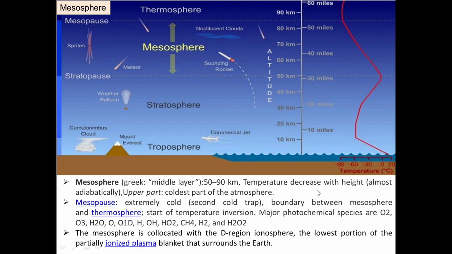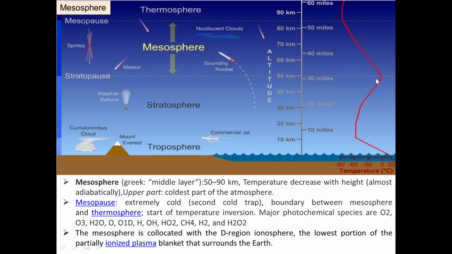So the mesosphere is collocated with the D region ionosphere, and the lowest portion of the partially ionized plasma blanket that surrounds the Earth. Okay, as you know, we are discussing the mesosphere. Here the temperature again starts decreasing with increase in height. We can see that. So here is a layer we find that is called the D layer, the D region of the ionosphere.